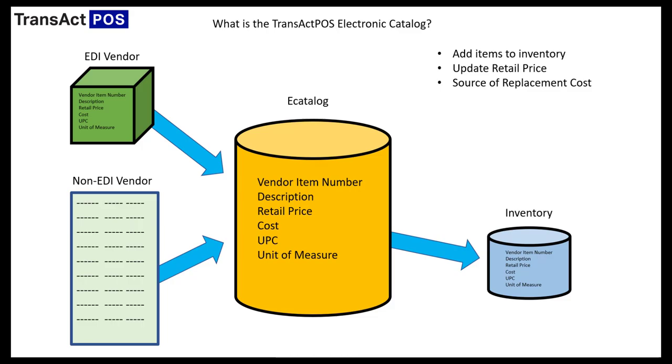That electronic catalog is used to build your inventory based upon adding items to the inventory through various processes. This electronic catalog is also used to update retail prices, and also is a source of replacement cost for product.